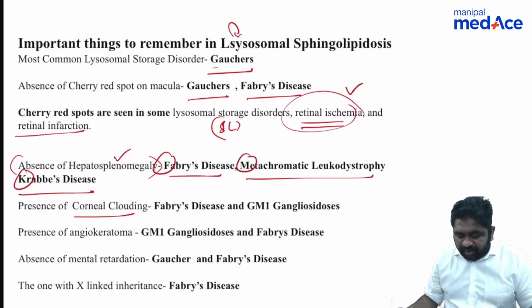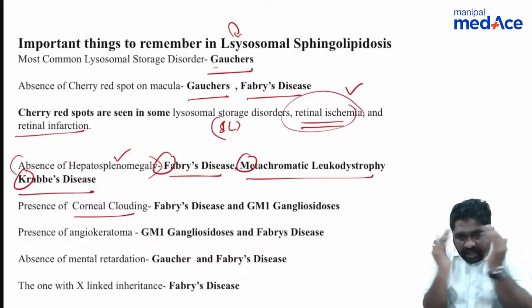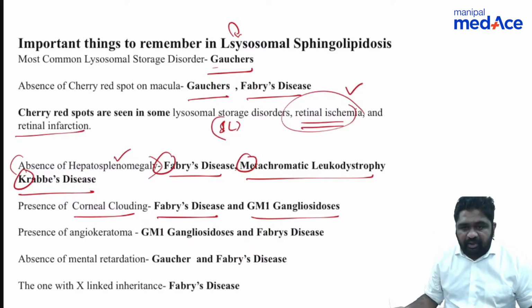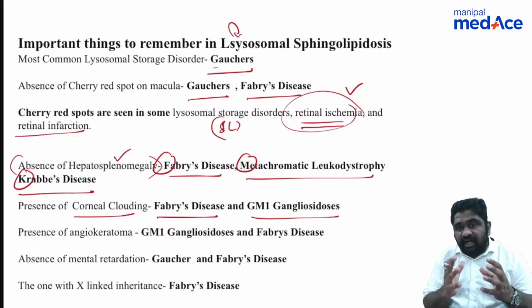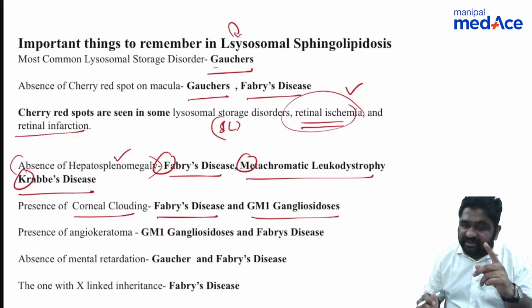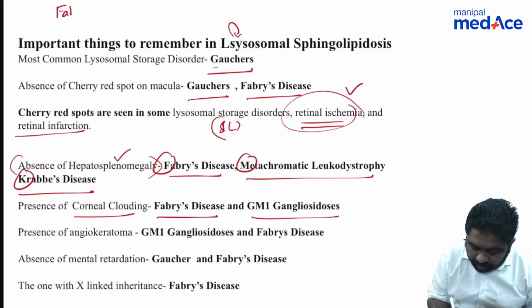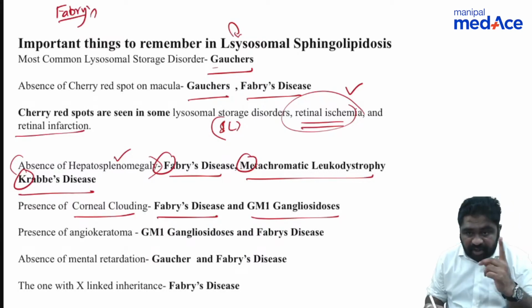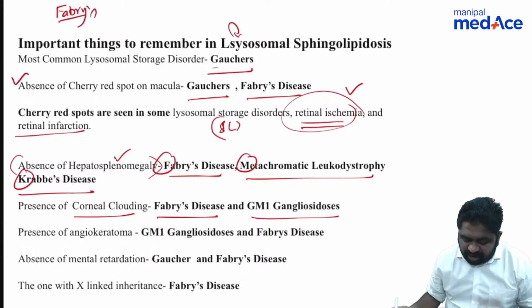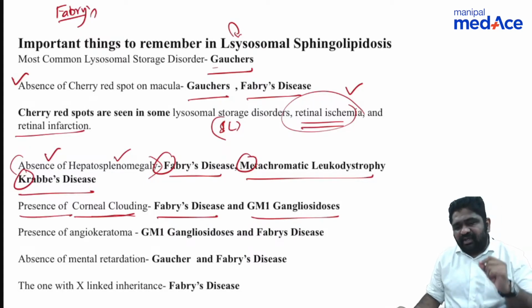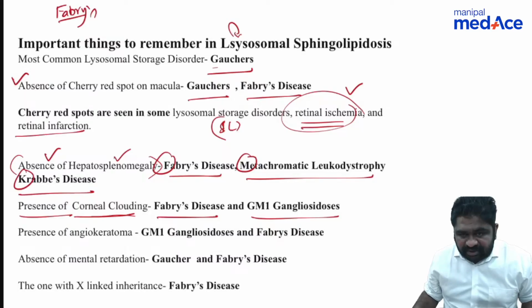Presence of corneal clouding. Corneal clouding means the cornea will be surrounded by the sphingolipids in case of Fabry's disease and GM1 gangliosidosis. Now, this will give us a recombinant understanding of Fabry's disease. In case of Fabry's disease, think of 3 points. One is absence of cherry red spot. The second one is absence of hepatosplenomegaly, and also there is presence of corneal clouding. Now, tell me, in case of mucopolysaccharidosis, where will you have no corneal clouding?